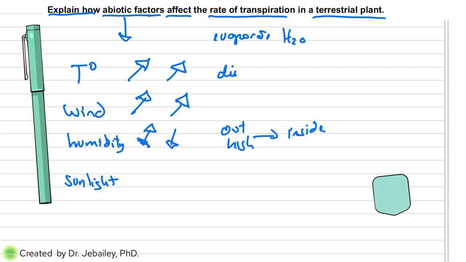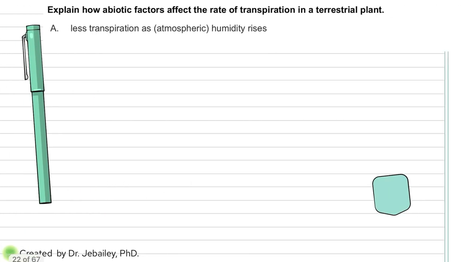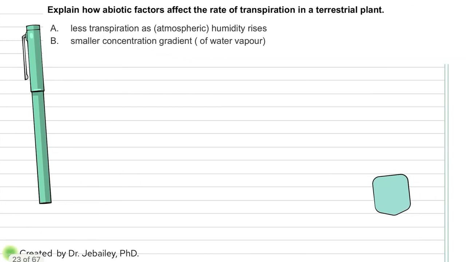Now, sunlight, of course, can indirectly increase the temperature, and that means there'll be more transpiration. But when it gets too much sunlight, it can get too hot, and then this goes back to the temperature here. So let's see. Less transpiration as humidity rises. Makes sense. Small concentration gradient of water vapor.